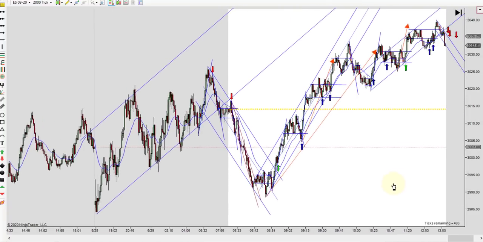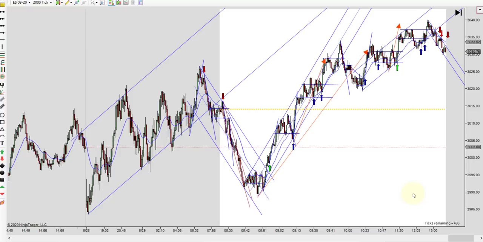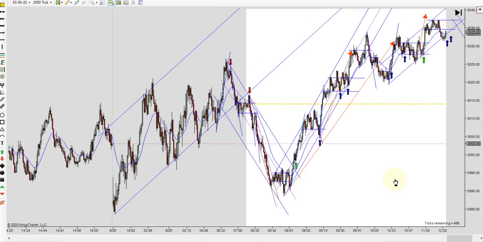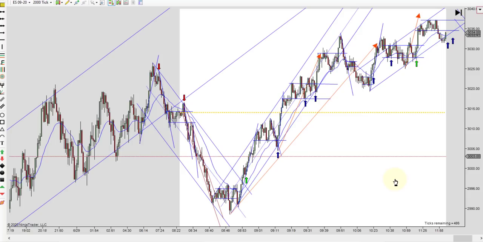So people get lulled to sleep. They'll see a range day for a week or so, and they think, I got this. And suddenly they start trying to sell the highs or buy the lows, and it doesn't check up. It keeps going, and like, what the heck happened? Well, it's because it wasn't really a range day.